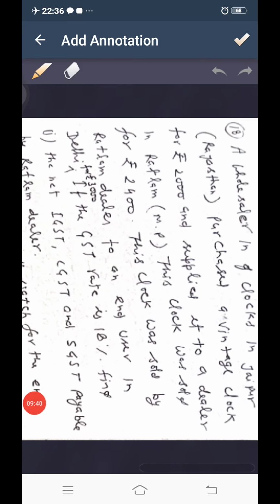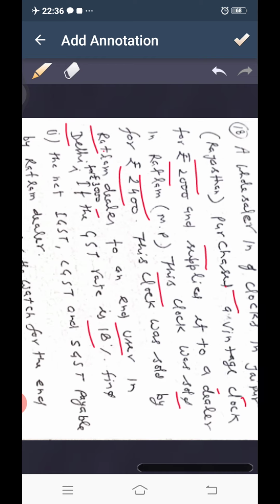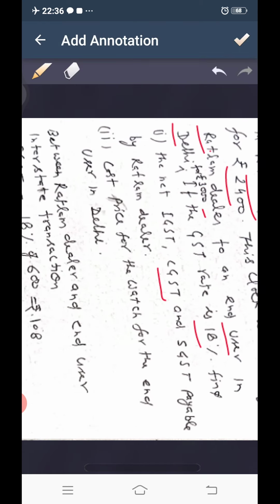Let us take question number 18. A wholesaler in clocks in Jaipur, Rajasthan, purchased a vintage clock for rupees 2,000 and supplied it to a dealer in Ratlam, MP. This clock was sold for rupees 24,000. This clock was sold by Ratlam dealer to an end user in Delhi for rupees 3,000. If the GST rate is 18%, find the net IGST, CGST and SGST payable by Ratlam dealer.